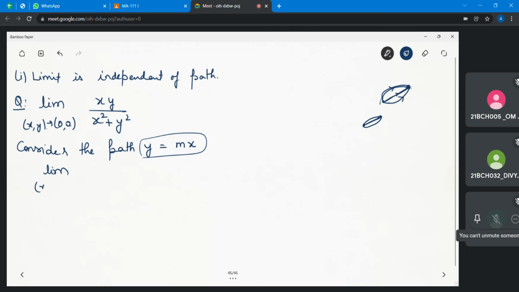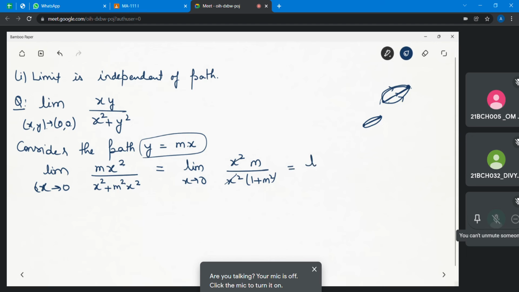So when we are putting y is equal to mx, we will get, as x tends to 0, m x square plus, y की जगह m put करोगे, m square x square. So this is equal to, अगर आप इसमें x square कॉमन ले लो, ठीक है, x square कॉमन ले लो, 1 plus m square, इसे सिंप्लीफाई करोगे.